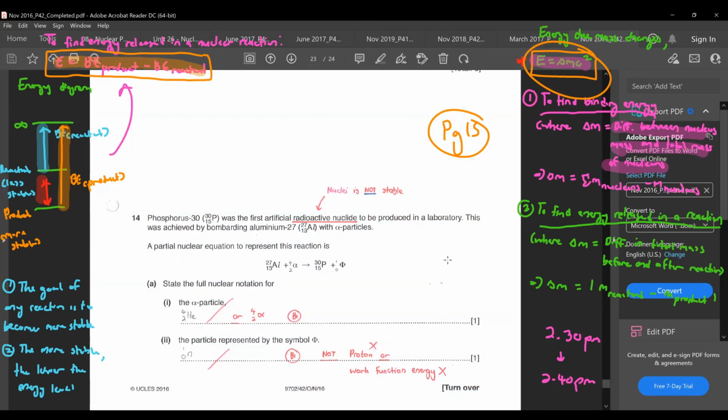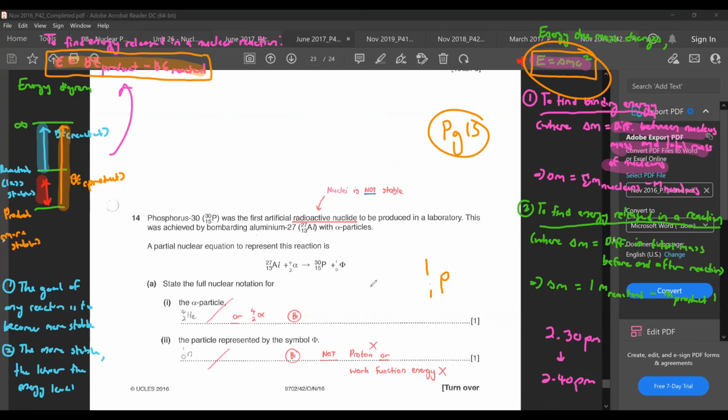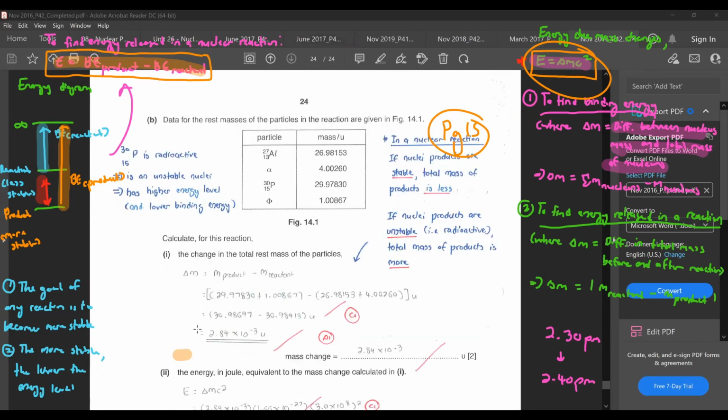No, it's not proton. Proton is this one, 1, 1. Neutron is 0, 1. So it's neutron. The full nuclide notation of a neutron is going to be this: 1, 0, n. Okay, right, so that one is okay.